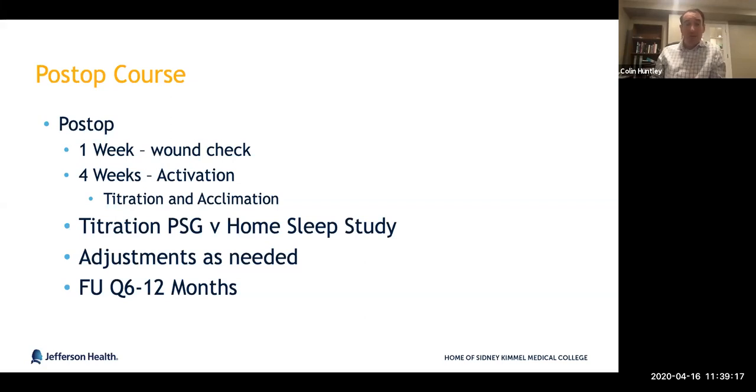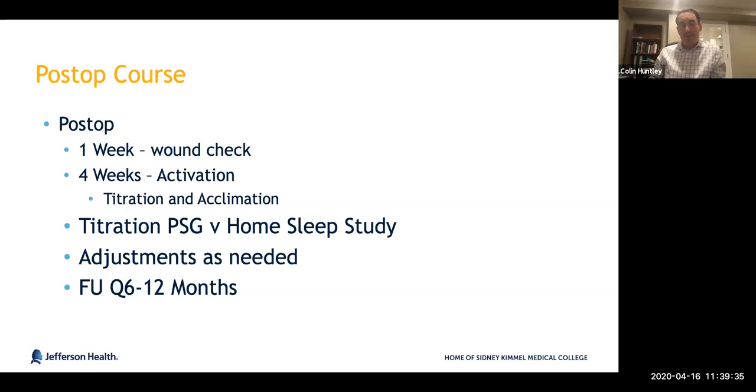So you only have to do one study, meaning communication through either telemedicine or phone calls. But the home sleep studies are a very viable treatment option, and some institutions are using this as their standard of care in terms of post-op assessment. Based on that sleep study, you make any adjustments that are needed.